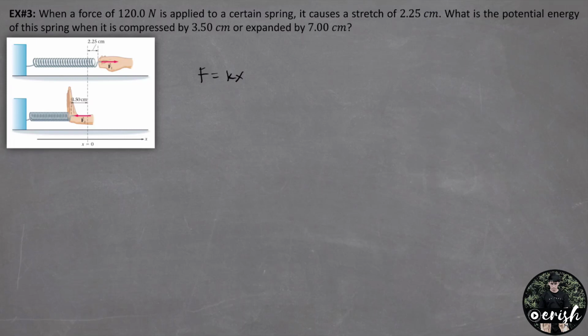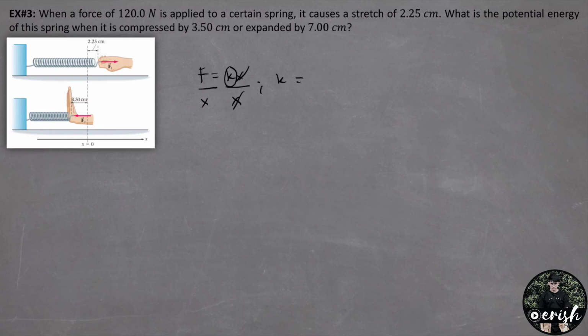So we have to solve it pa para mahanap natin yung potential energy na kailangan natin kapag na-compress siya by 3.5 centimeters or pag na-stretch siya by 7 centimeters. And again, to solve for the potential energy, gagamitin lang natin yung equation na 1/2 k x squared. Let's solve first for the force constant. F is equal to, ang gagamitin natin is yung unang given. We have 120 Newton and yung stretch distance na 2.25 centimeters. Solving for k, we divide both sides by dx.